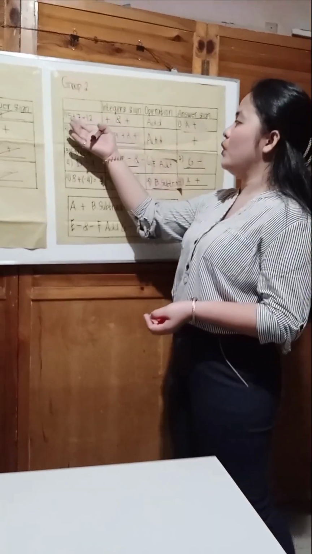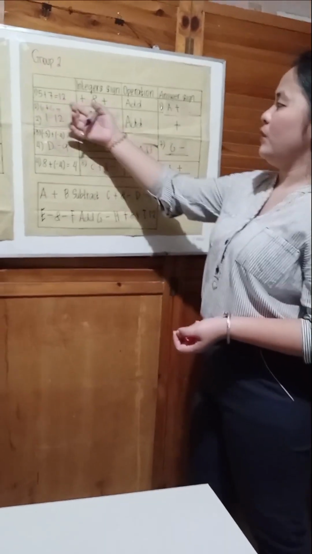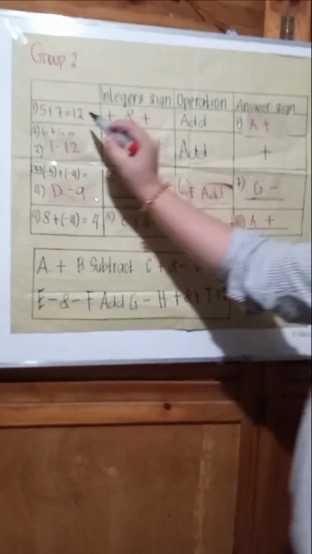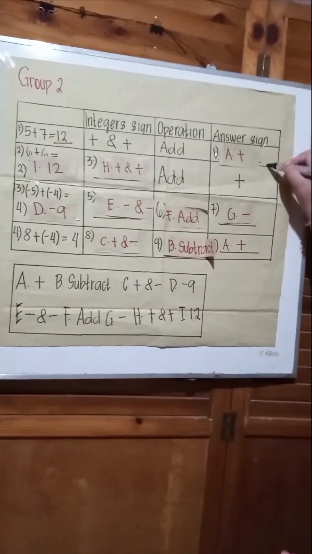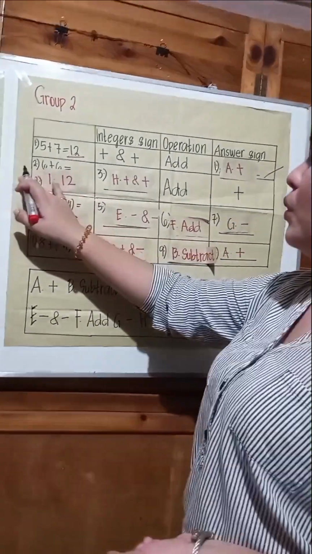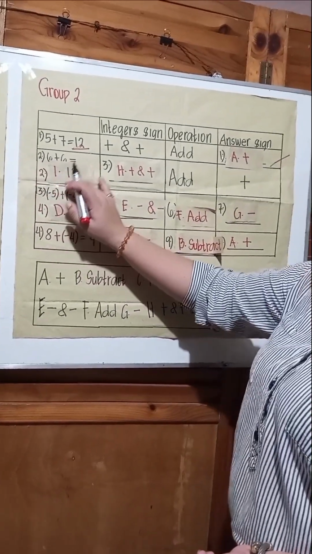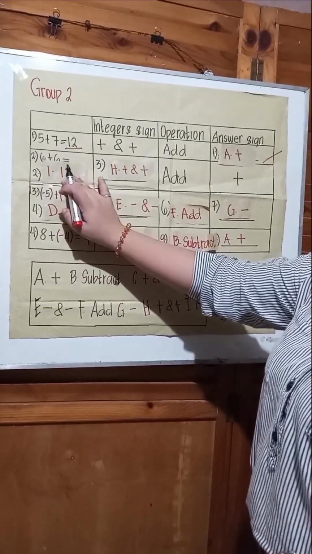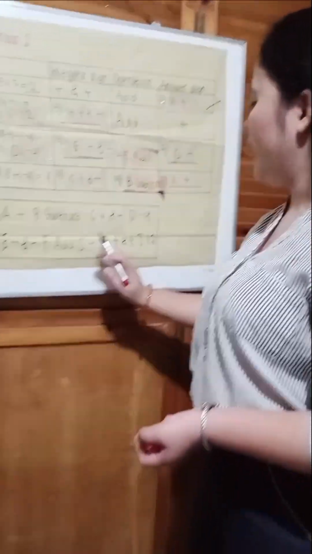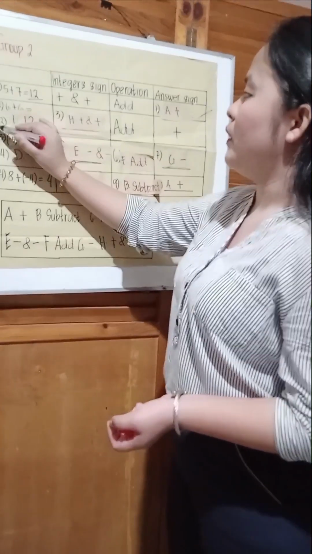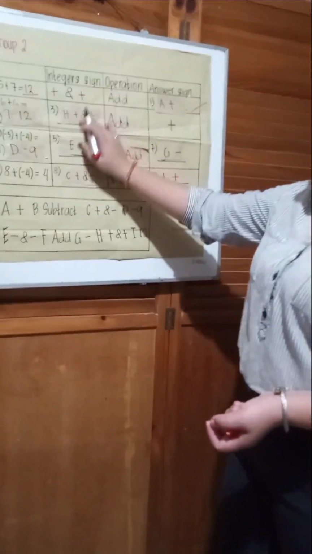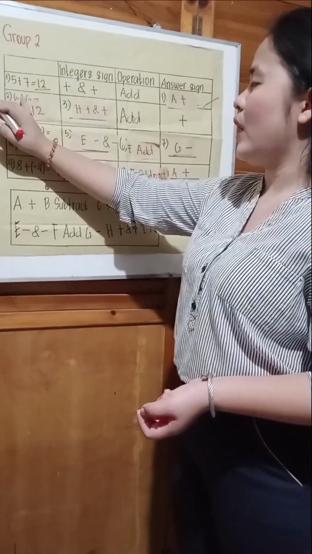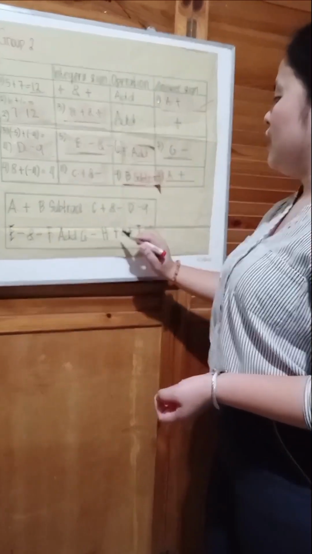Okay, for the group 2, 5 plus 7 is equal to 12. Hinanap dito is number 1, the answer sign is positive. Okay, tama. Then, number 2 is 6 plus 6. And, hanap dito, sagot is letter I. Okay, 12. Tama. And number 3 is the integer sign. Since they are the same, positive plus plus. So, letter H. Okay, tama.